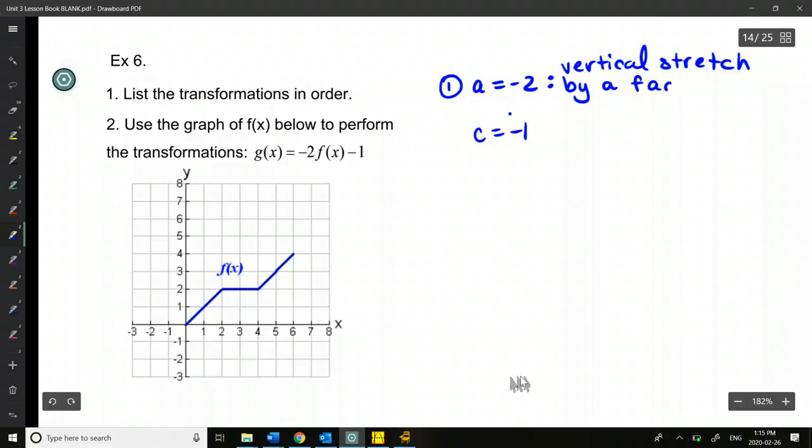And vertical reflection, good. So that's one of the transformations there. And then our other transformation is a vertical reflection.